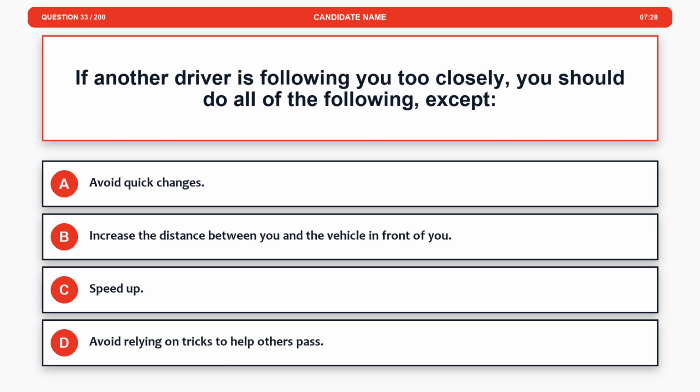Question 33. If another driver is following you too closely, you should do all of the following, except: Option A, avoid quick changes. Option B, increase the distance between you and the vehicle in front of you. Option C, speed up. Option D, avoid relying on tricks to help others pass.